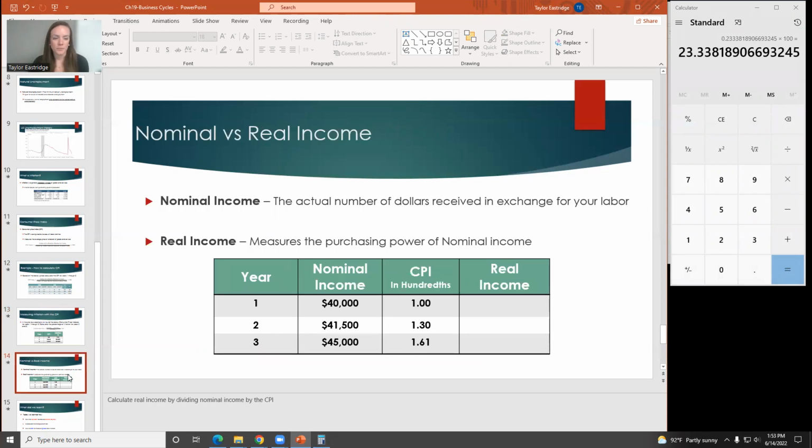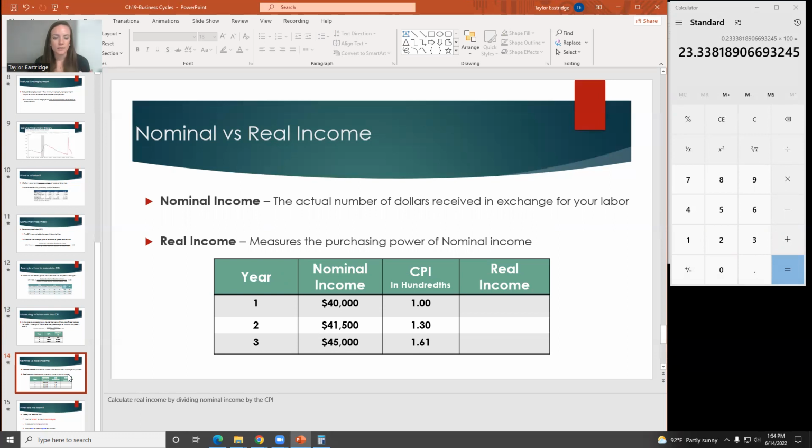Now, why does this matter to you? The problem with inflation is that it devalues our dollar. So what I could get last year, we all know that gas prices are going up. Last year, I could spend $3.50 to get a gallon of gas. This year, $3.50 won't even get me a full gallon. So the value of my $3.50 has gone down because the price of my good has increased. So I can purchase less with the same amount of money that I have this year.